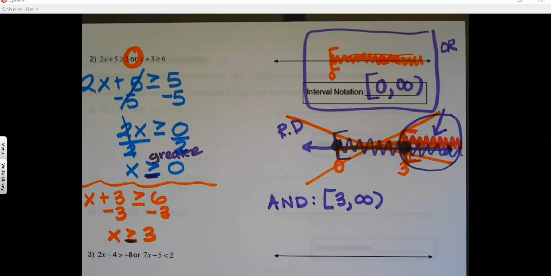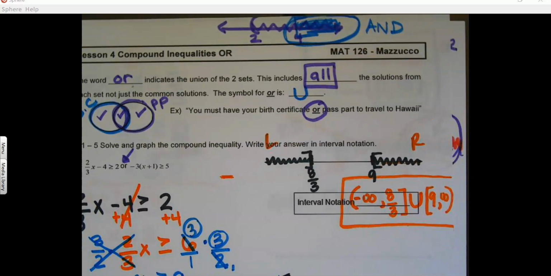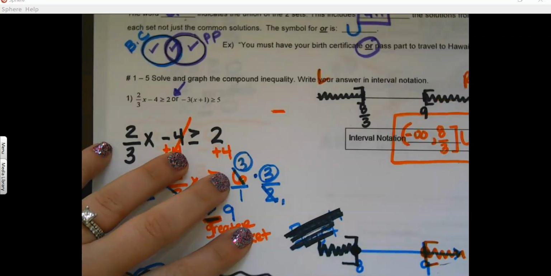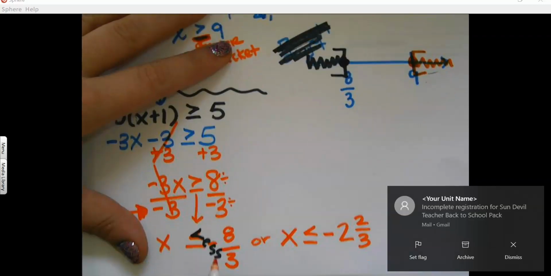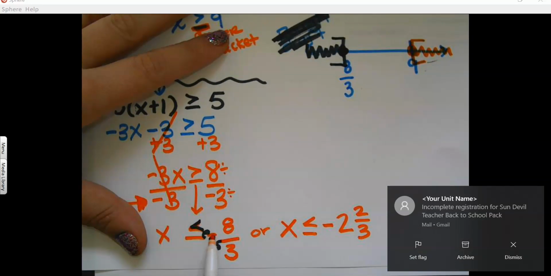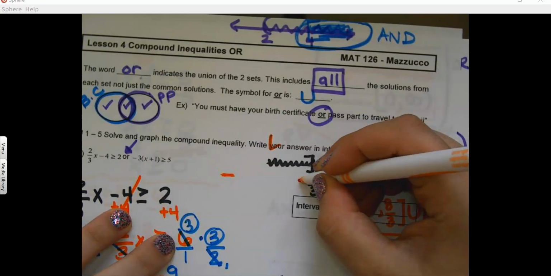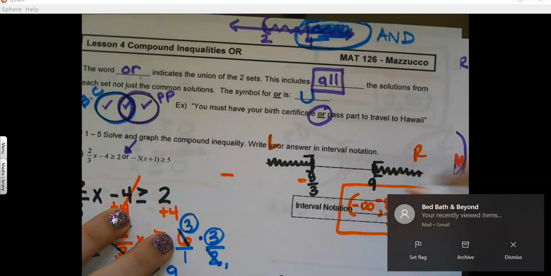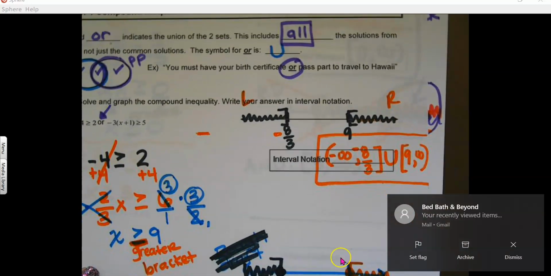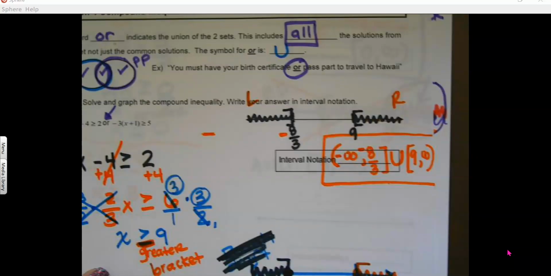Also, I want to go back to problem 1. I just noticed here that I wrote over this. I kind of covered up the negative here. So this should have been a negative 8/3. So I just want you to go back to problem 1 and fix that.